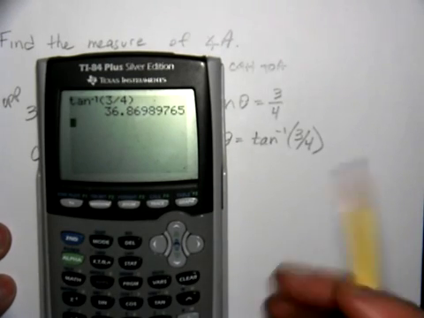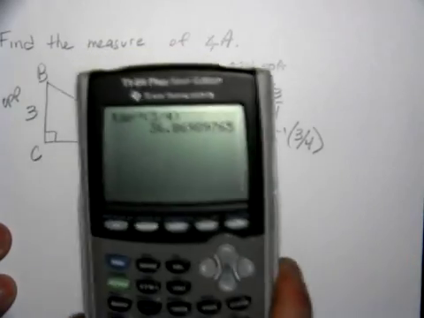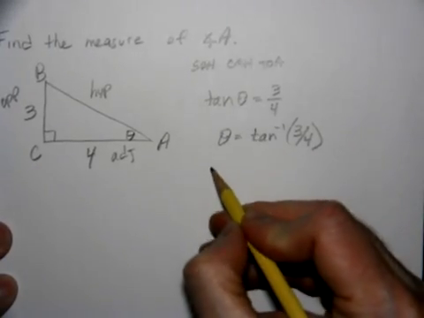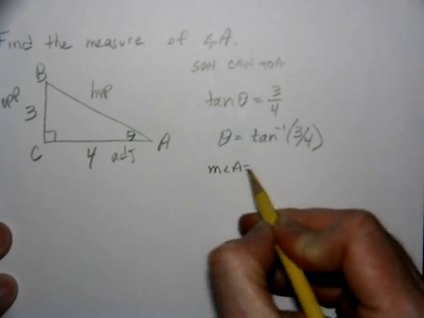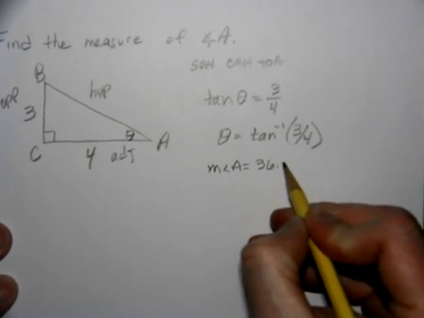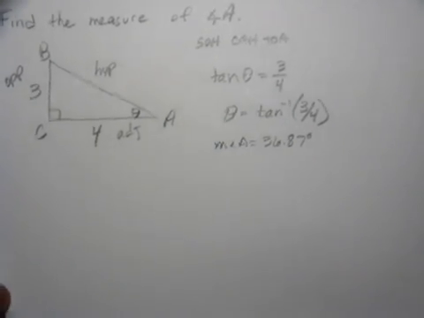So we know that we're going to be 36.87 degrees. The measure of angle A equals 36.87 degrees. Let's try another one.